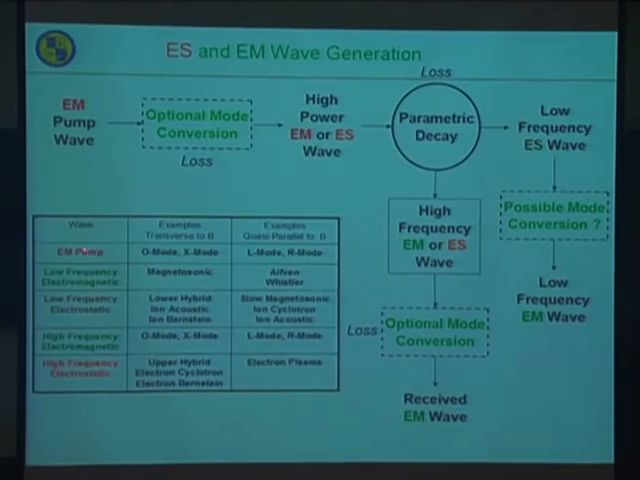The kind of pump waves we have in the plasma: the pump wave can be O mode or X mode. The low frequency waves can be these magnetosonic or Alfvén or whistler modes. The low frequency electrostatic are the lower hybrid, ion acoustic, ion Bernstein, and magnetosonic. And high frequency can be the electromagnetic waves coming back to you. And then high frequency electrostatic or the upper hybrid or electron cyclotron, electron Bernstein.